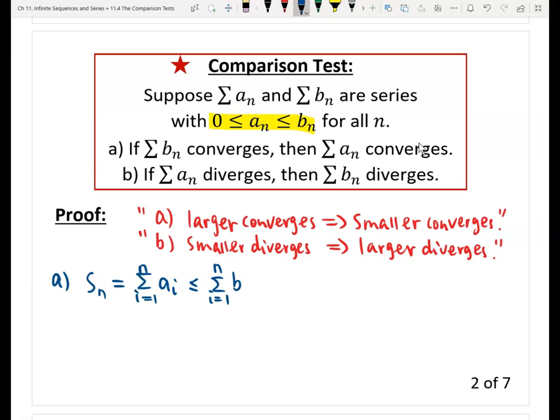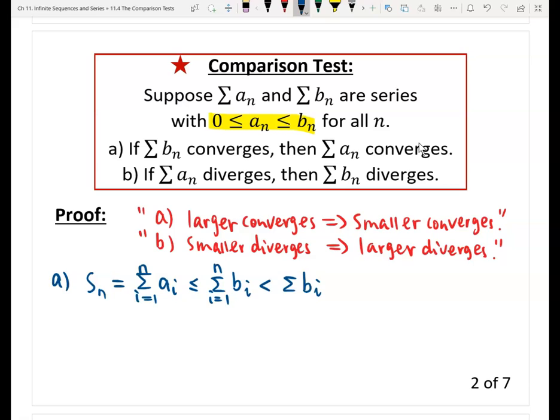Because each term a_i is less than or equal to b_i. Therefore, the finite terms of a_i added together are less than the finite terms of b_i. Does this make sense? Okay, and then what do we do? These finite terms are, of course, less than the infinite terms, or the b_i added together. Why? Because b_i is a positive series, a positive number.